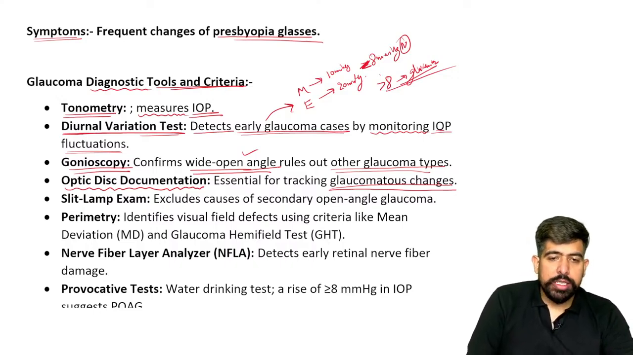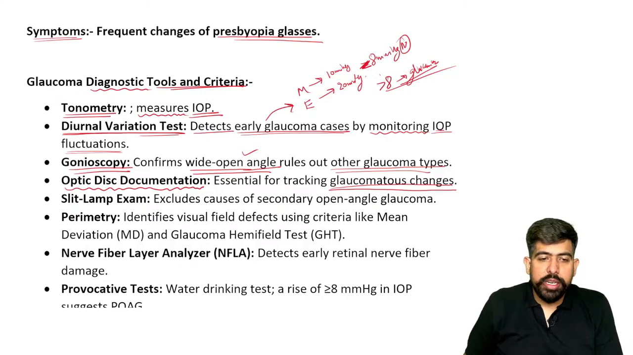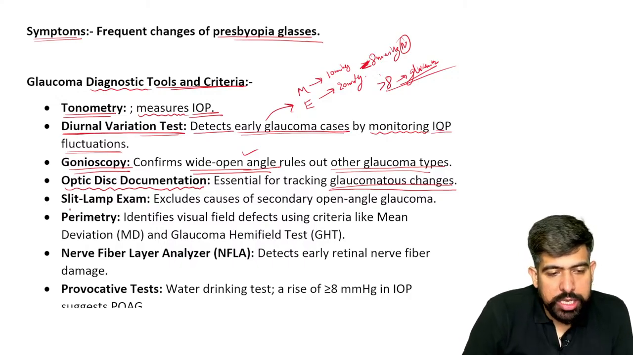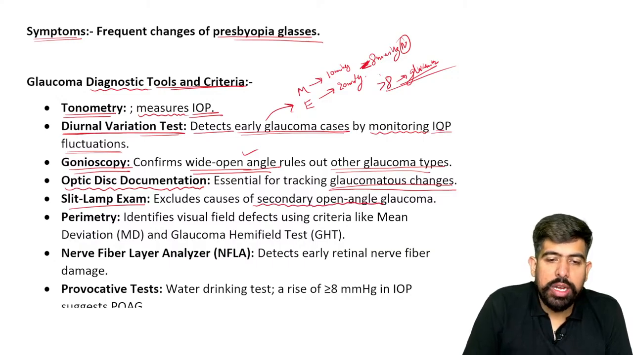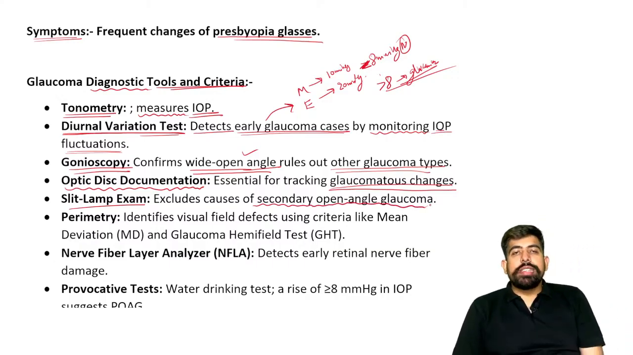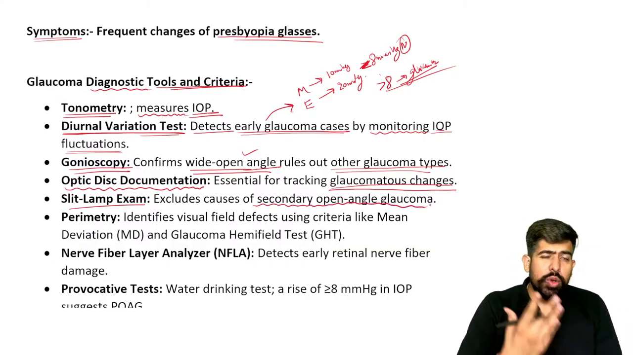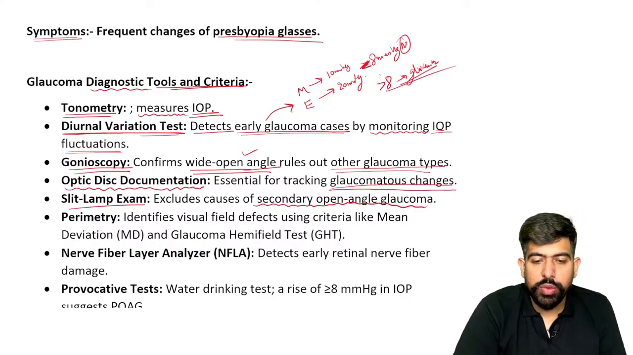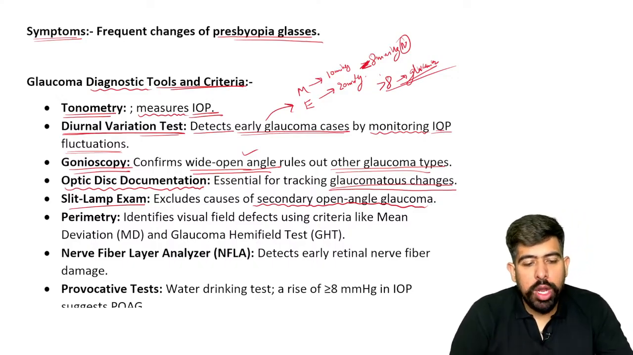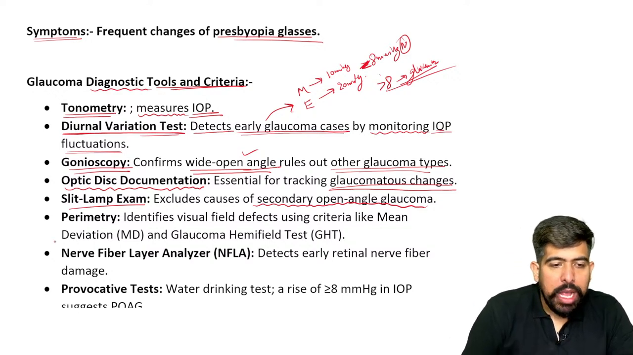Now, not only this, the diagnostic tests should be done. We have to examine on slit lamp exam. We have to exclude all other causes secondary to glaucoma. Right? Is there any other pathology present which is causing the glaucoma? So we have to rule this out particularly.